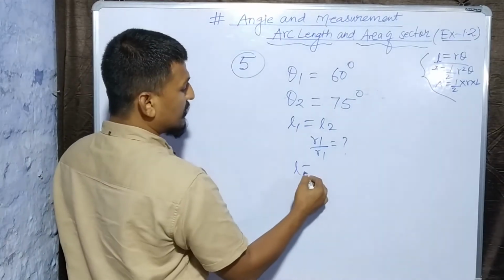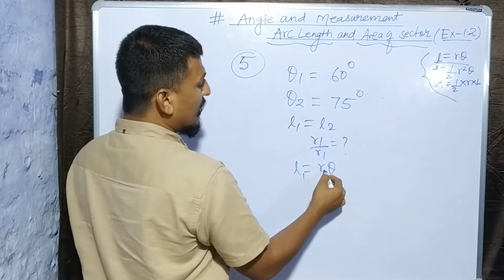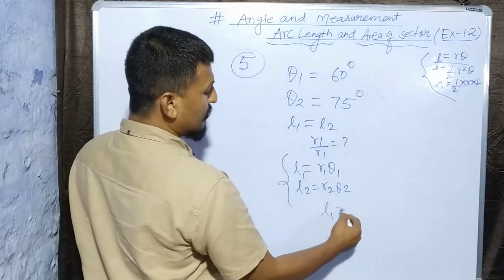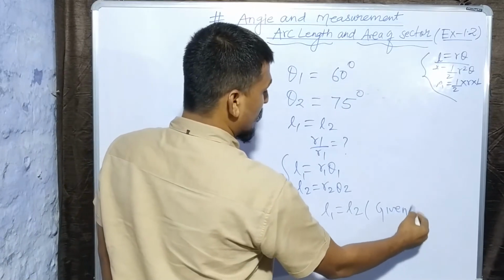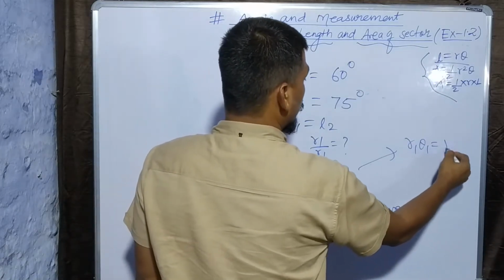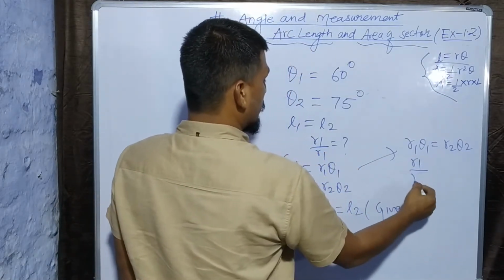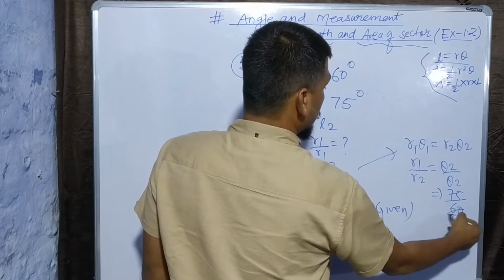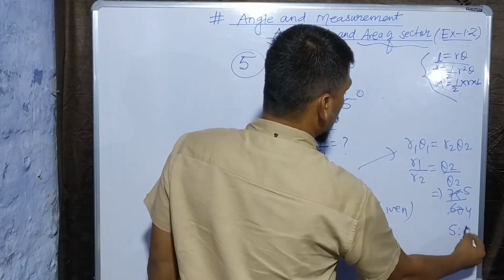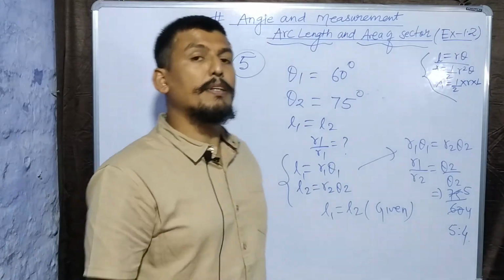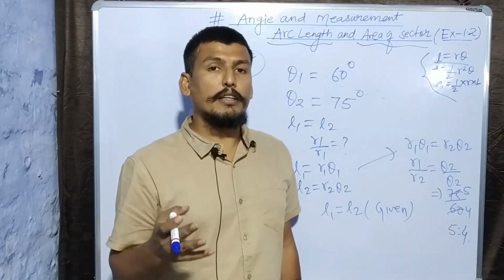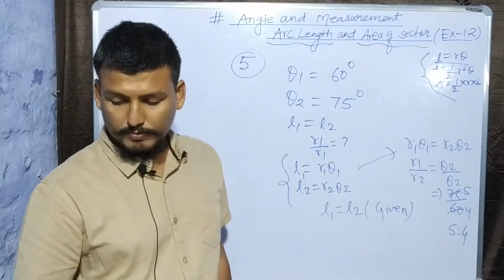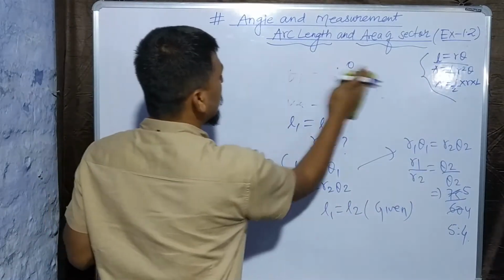So what is the formula? L is equal to R theta. L1 is equal to R1 theta 1, L2 is equal to R2 theta 2. L1 equal to L2 is given. So R1 theta 1 equals R2 theta 2. So R1 by R2 will be equal to theta 2 by theta 1. This is 75 by 60, 15 into 5, 15 into 4. So this becomes 5 is to 4. Means the ratio of radius is 5 is to 4. Next question, question number 6.